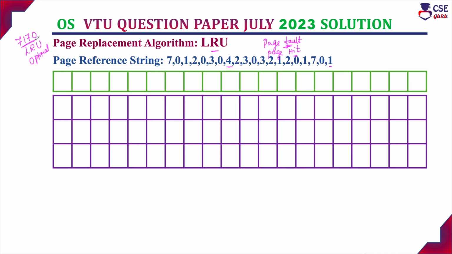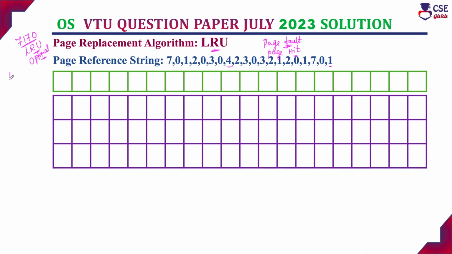FIFO means first in first out: the page that enters the main memory first will be replaced first. LRU means the page that is not recently used will be selected as the victim page to replace. And optimal means you have to refer to the future string, and in the future string, the page that is not used soonest you have to select as the victim page to replace. Now in this session we will discuss the LRU replacement algorithm.